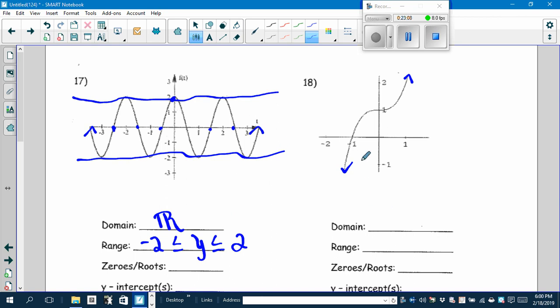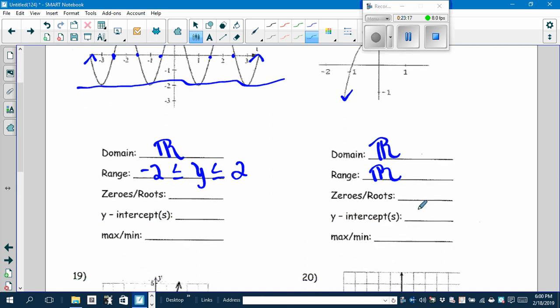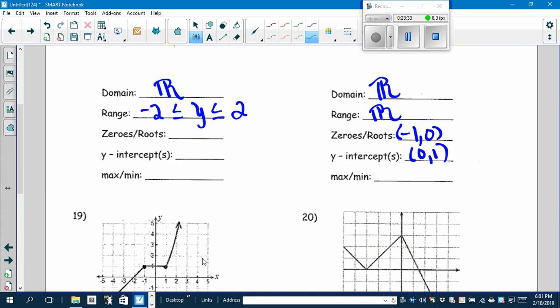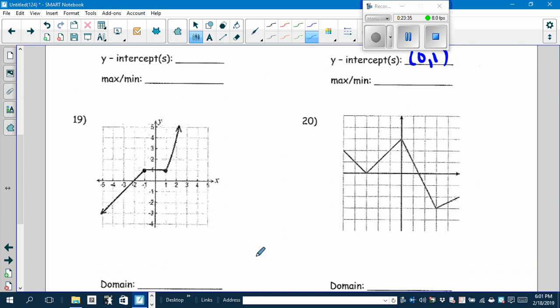This is an example of a cubic function as well. So remember, if you go back to the notes I gave you, your domain and range is all real numbers. Your x-intercept, it looks like, is (-1, 0), because it's right here. And then your y-intercept appears to be (0, 1). There's no max or min if it keeps going on and on forever and ever. Okay. And then I'm going to put arrows on this one too.